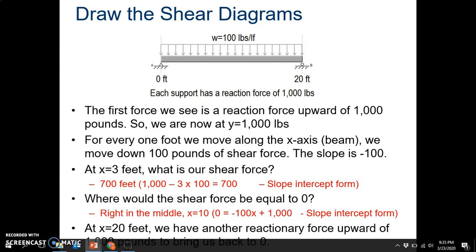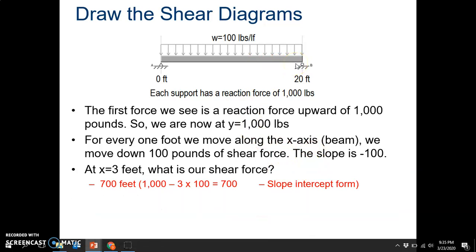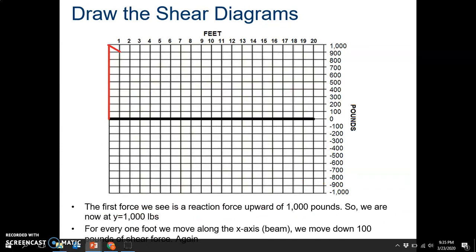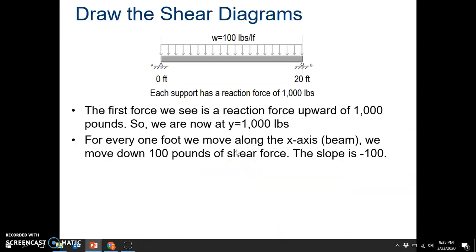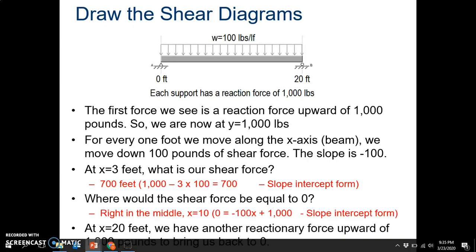And also note that at x equals 20 feet, you have a reactionary force upward of 1,000, bringing you back to 0. So this is going to be the general shape for all of your distributed loads shear diagrams. Okay, let's just take that a little bit further.